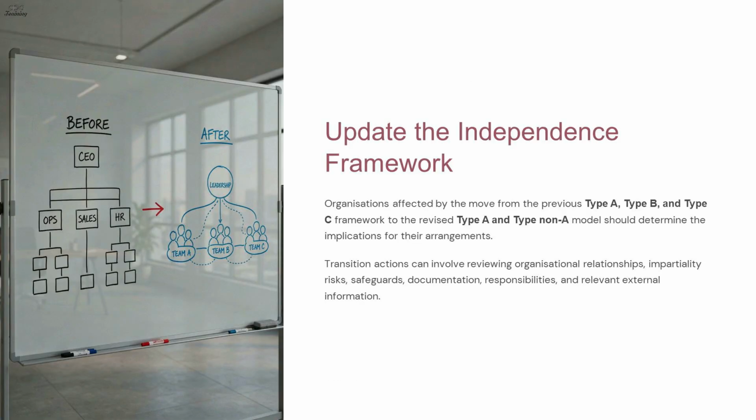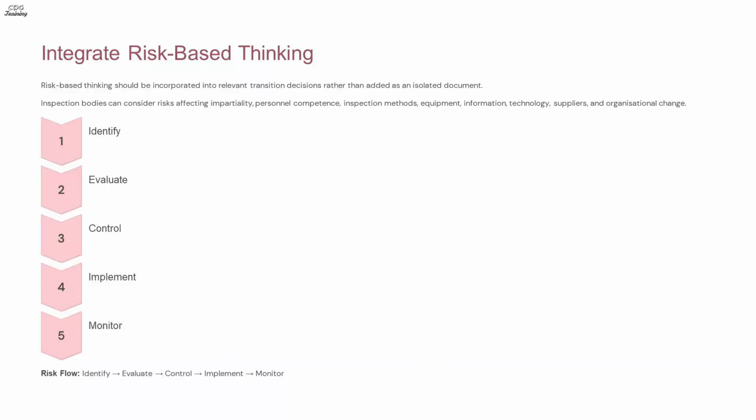Organizations affected by the move from the previous Type A, Type B, and Type C framework to the revised Type A and Type NANA model should determine the implications for their arrangements. Transition actions can involve reviewing organizational relationships, impartiality risks, safeguards, documentation, responsibilities, and relevant external information. Risk-based thinking should be incorporated into relevant transition decisions rather than added as an isolated document.